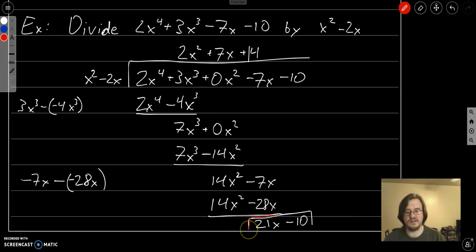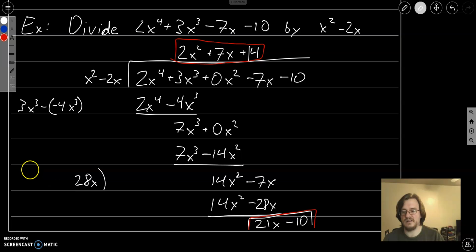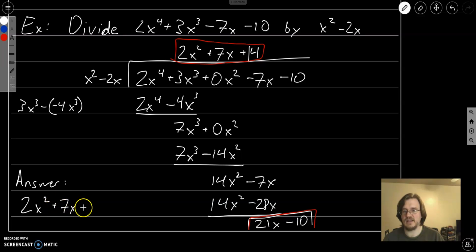So let me highlight this in red. Because 21x is not divisible by x squared, not evenly, this is going to be my remainder, and up here this is my quotient. So if I were to write this down, my answer to this question, what is this polynomial divided by this polynomial? It will be my quotient, which is 2x squared plus 7x plus 14, plus the remainder, which is 21x minus 10, divided by my divisor.